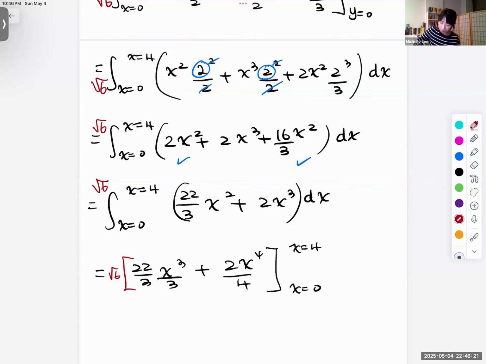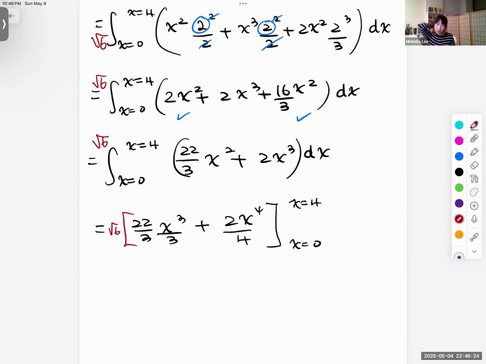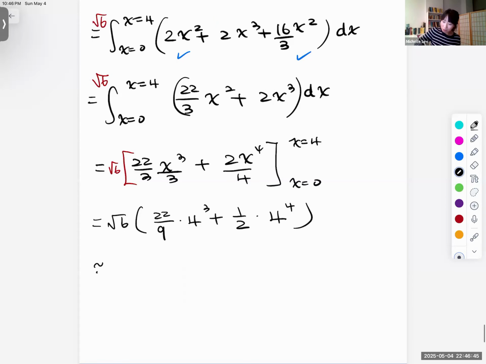Square root of 6. Okay, now substitute. So we have a square root of 6. We have 22 over 9 and 4 to the third power plus 1/2 4 to the fourth power, right? Now your turn. I did everything. Can you please calculate? Can you check that? This is 696.74. Yeah, good job.